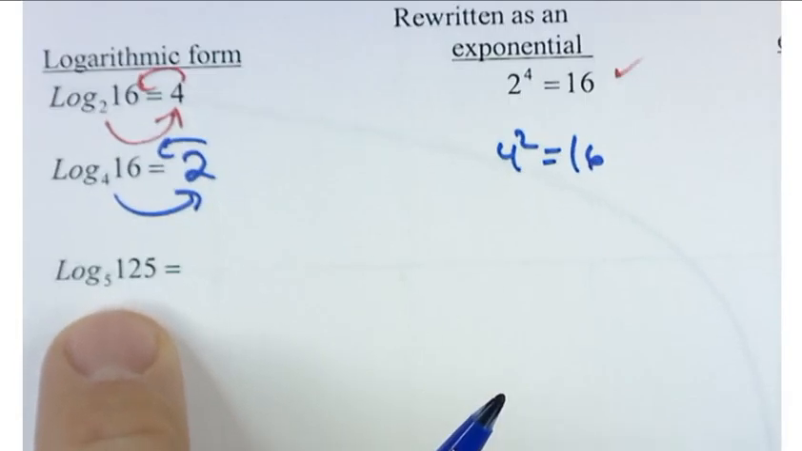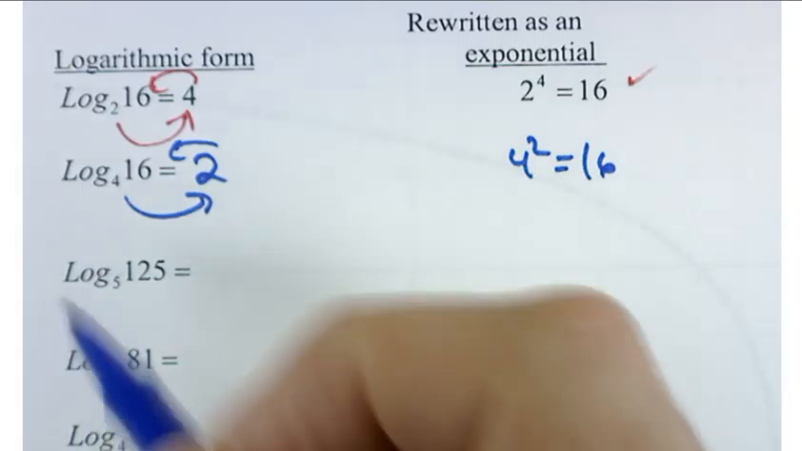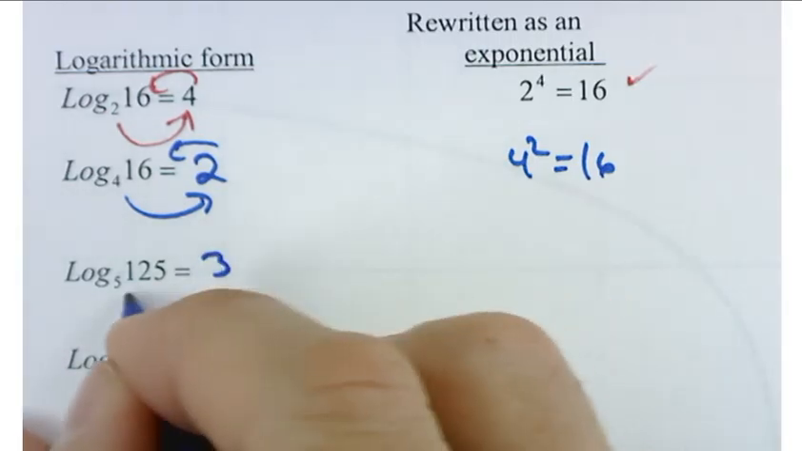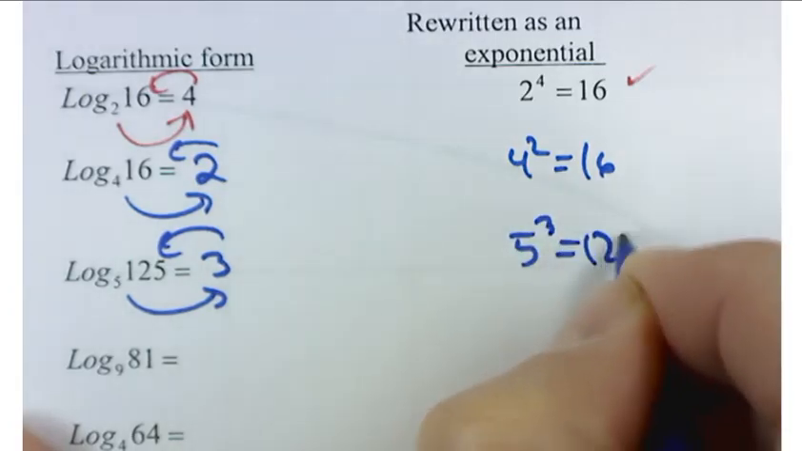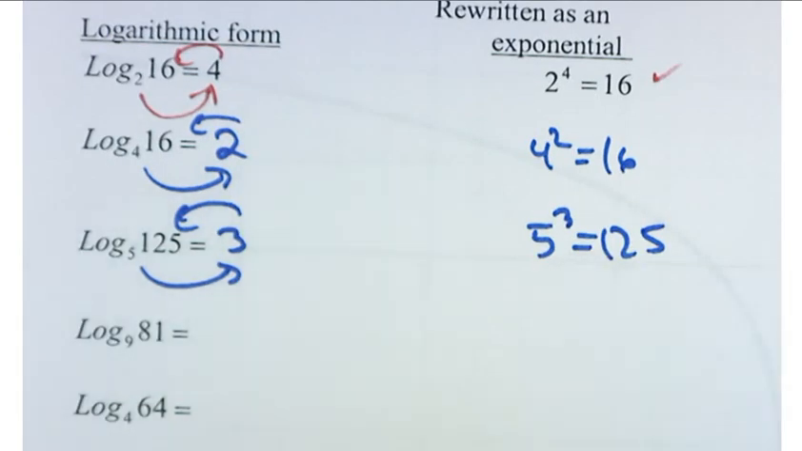Let's do some more. Move down from there. What power of 5 gives me 125? 3. Ooh, look out. I think you're understanding this. Good job. So 5 cubed is 125. So this is your statement using logarithms. Here's your equivalent statement using exponents.